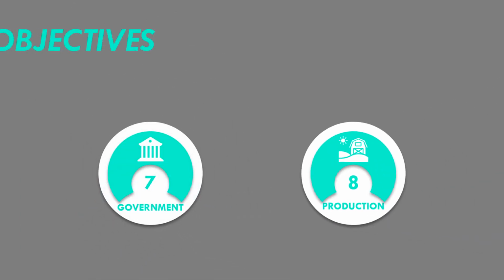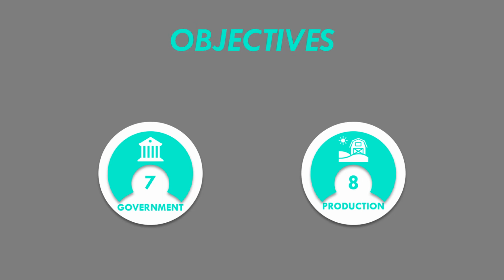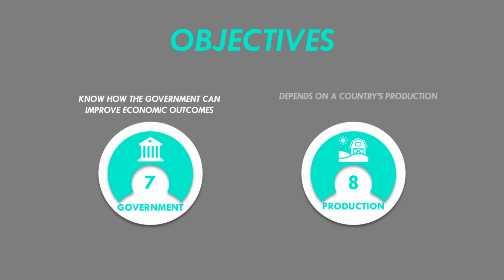As we finish the discussion, our objectives are to: one, know how the government can improve economic outcomes, and two, understand how the standard of living depends on the country's production.